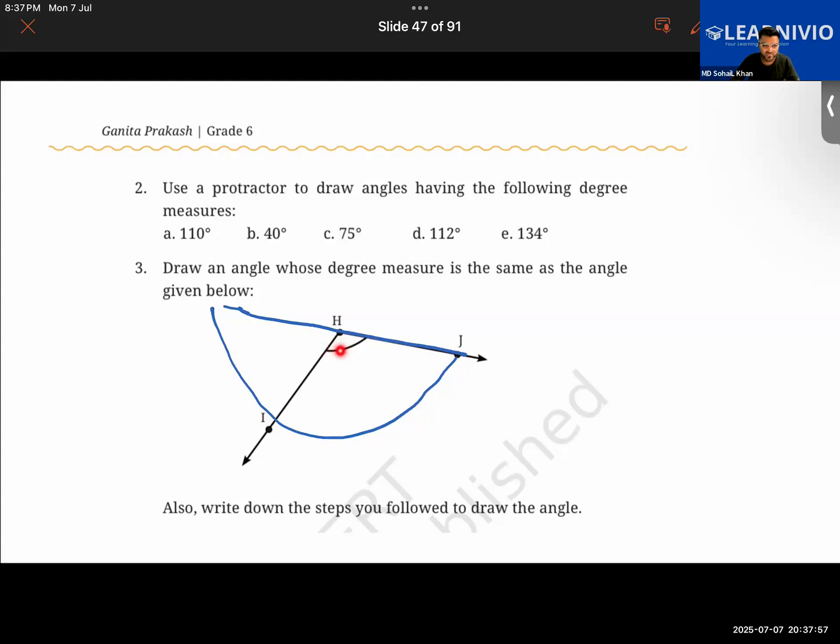Then you will get to know this measurement right now. Here this is 0 degree, and here this is 180 degree, right? This will be 90 degree. So you'll start measuring from this side. You have to take the measurement from this side, right? So you will start the measurement from this side. Okay. So we have to draw the same angle as shown in this figure. Getting it, everyone?